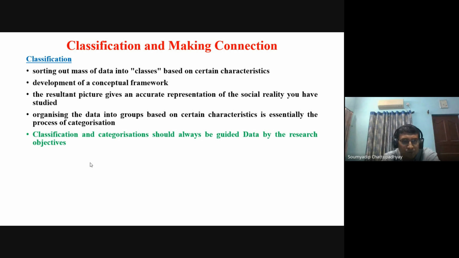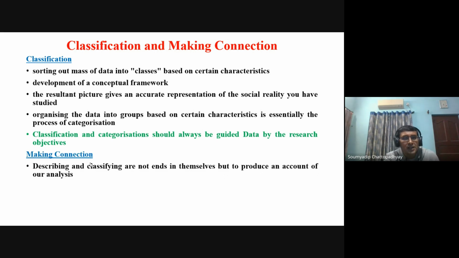by the research objectives. Okay, that means you have specific research objectives, you have collected the data, and then it is your responsibility to classify the data on the basis of certain characteristics. Then you will end up with certain categories. Okay, so classification and categorization should always be guided by the research objectives.